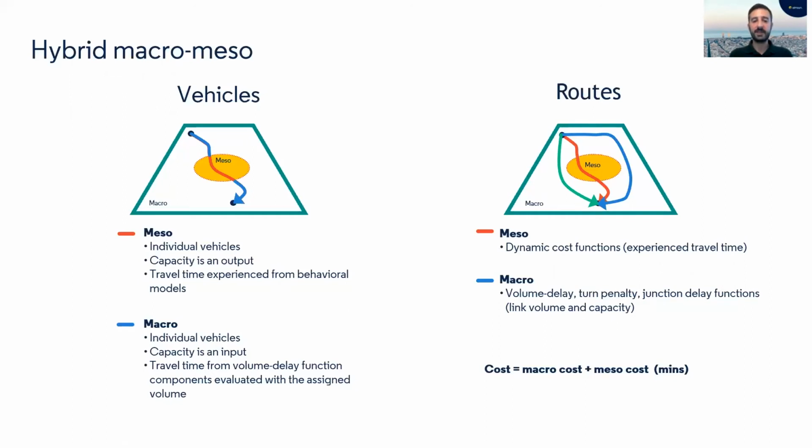The macro part is not the same as the static macro assignment because individual vehicles are generated. The only static part in the macro part is the way that the travel times are computed. Travel time is computed by summing up the volume delay functions, turn penalty functions, and junction delay functions. In the mesoscopic part, travel time is calculated based on the dynamic cost function considering the impact of the various models such as car following, lane changing, gap acceptance models.